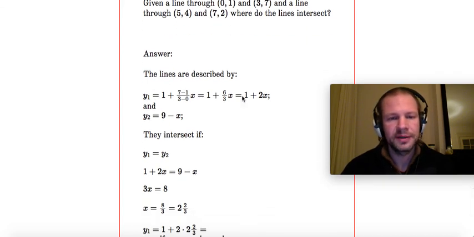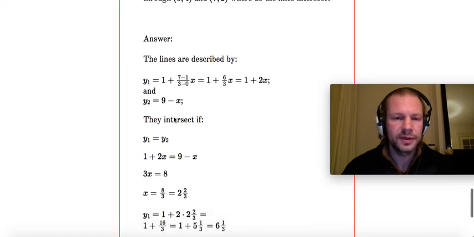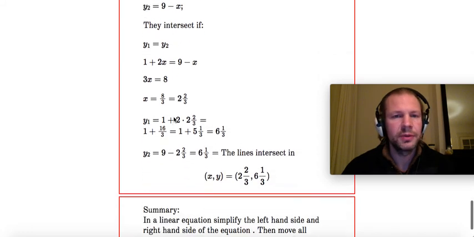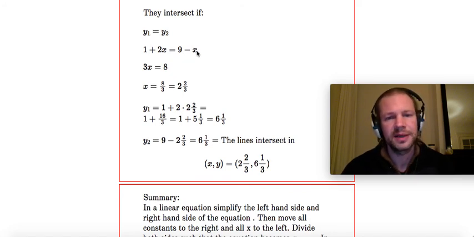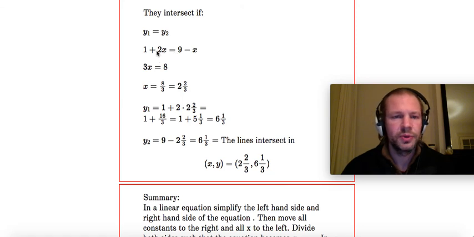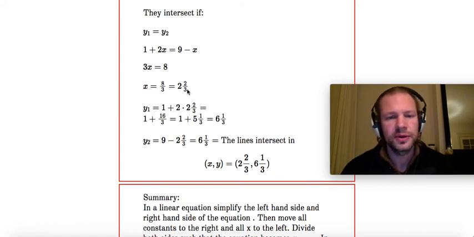So we found the two formulas for the lines. If you want to know where they intersect, you say y1 is y2. So 1 plus 2x is 9 minus x. So we move this 1 to the other side. 9 minus 1 is 8. 2x plus x is 3x. X is 8 thirds, which is 2 2/3.